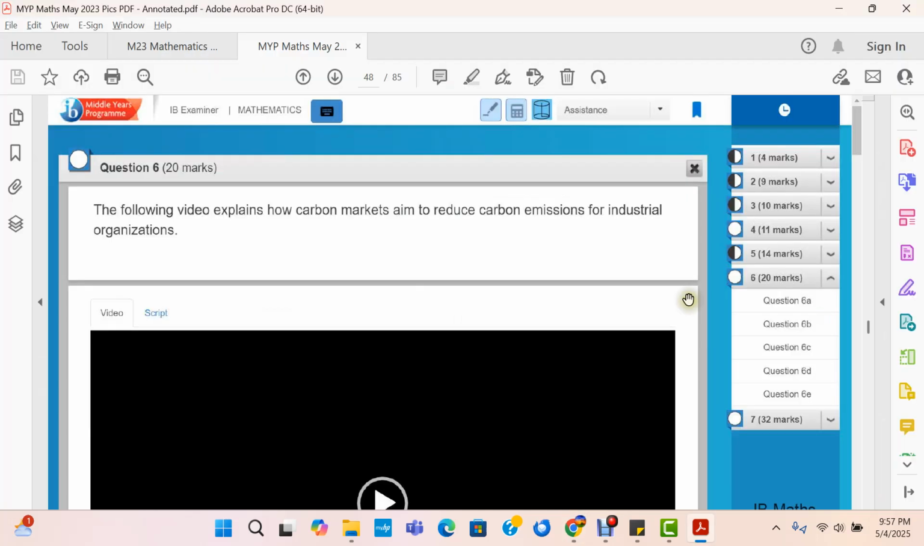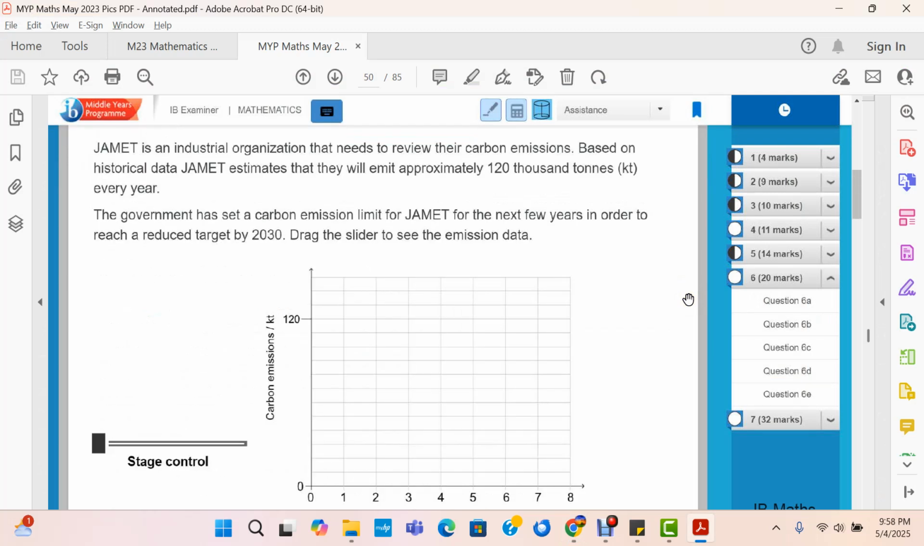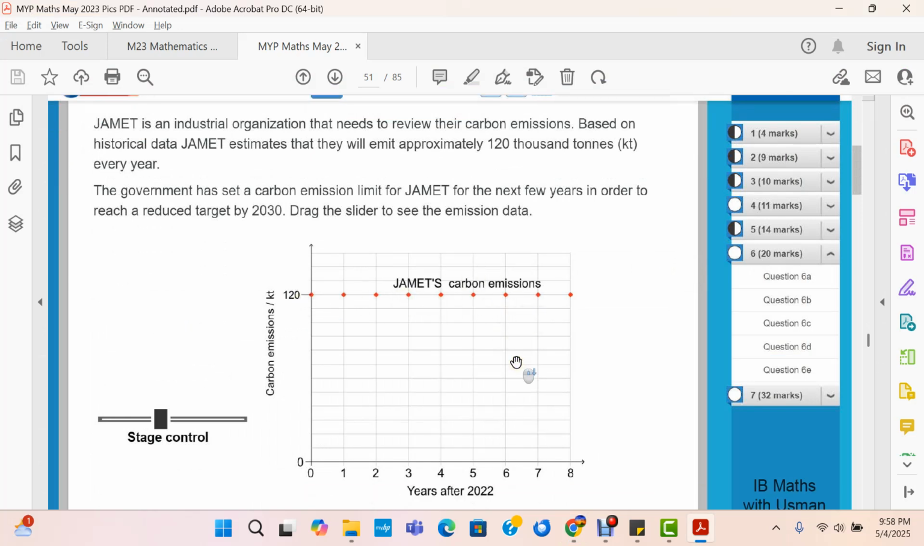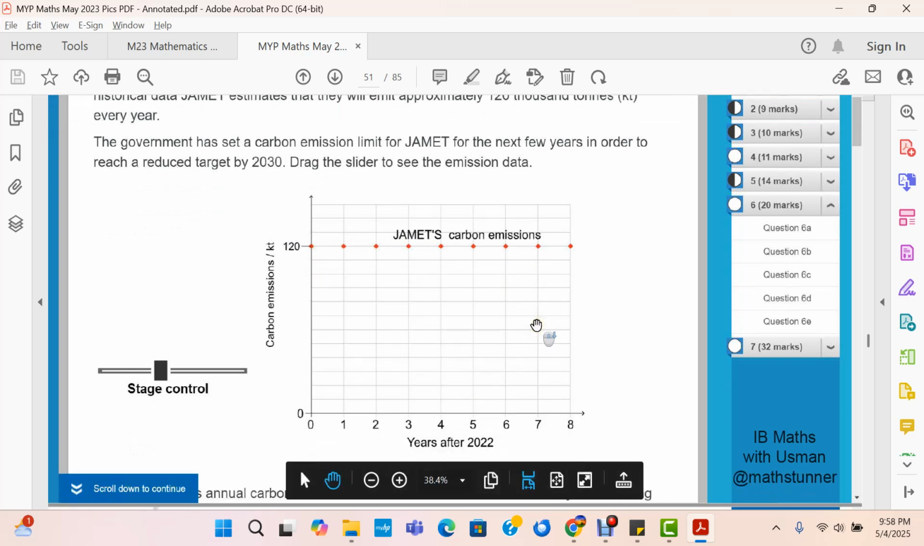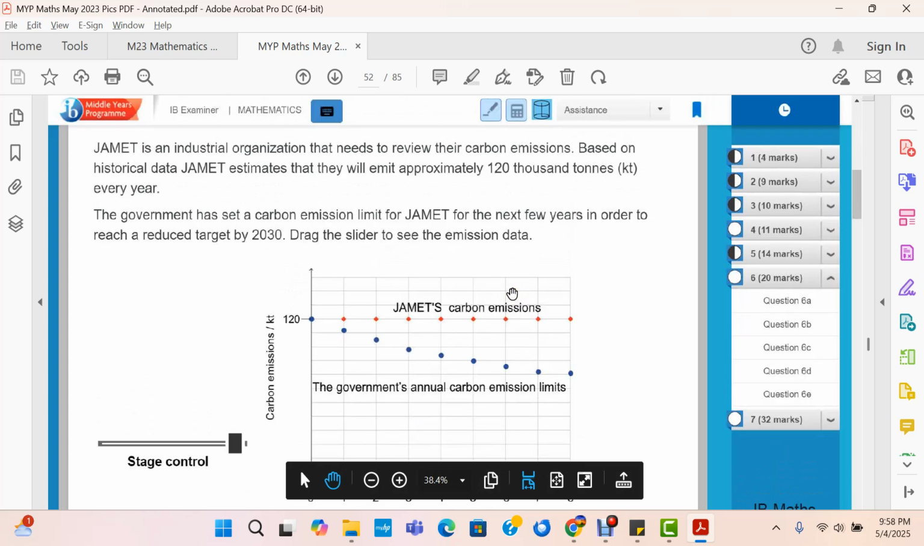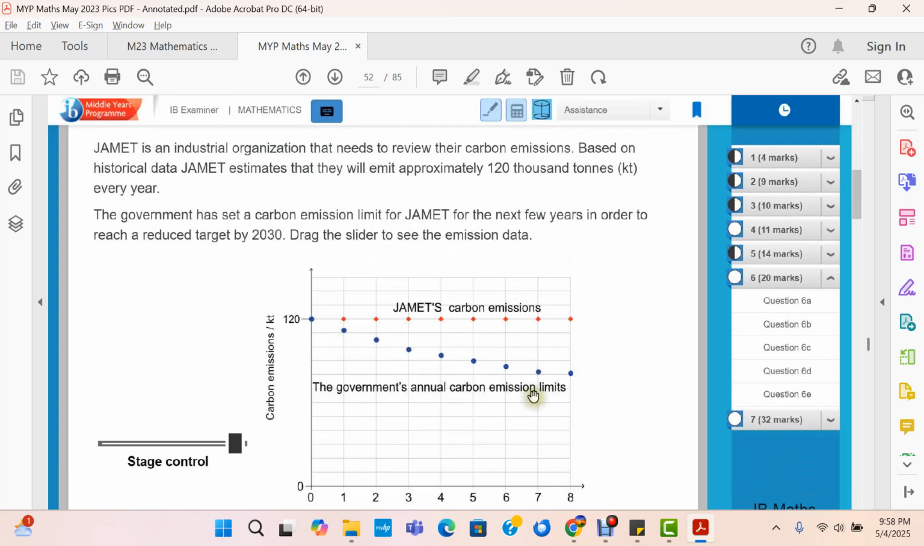So we start this question. It's about carbon markets and so on, industrial emissions and so on. Okay. So this is an industrial organization, and the organization predicts that it is going to make these carbon emissions for the next 8 years. Okay, but the government level of emission, like the government limit of emission, is basically this.